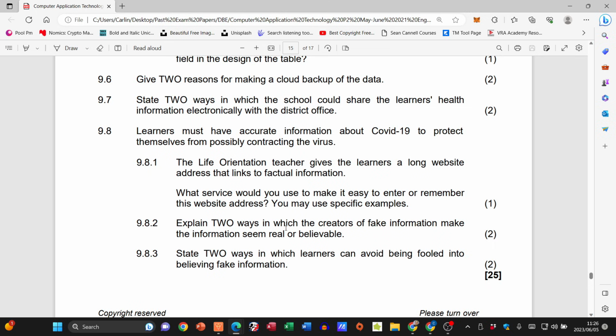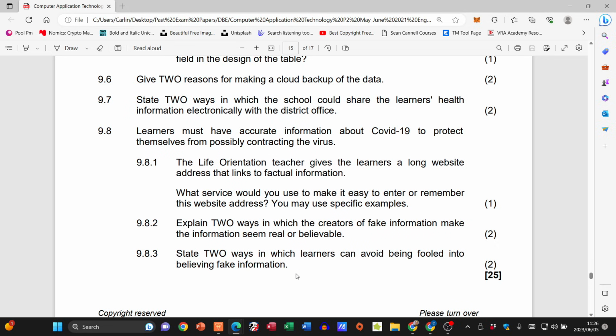And then the last one: state 2 ways in which learners can avoid being fooled into believing fake information. So we know what this is now, we know what they can do. How do we stay safe? How can we avoid it? Well, when we see these sources over here, check the accuracy of the sources. Check to see if the author is credible. Use checking services, right? Check other websites, other places to see if they've actually said anything about this particular information or this particular site. Also check the spelling and grammar. Check when last the site was updated. All of those things help you to stay safe.